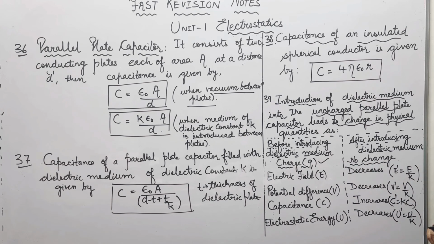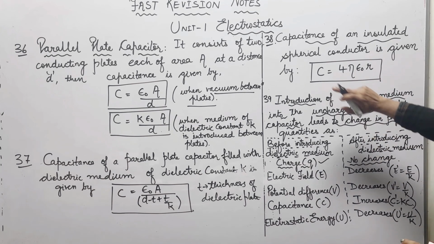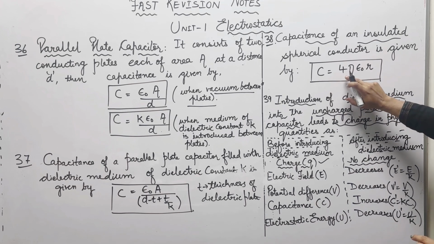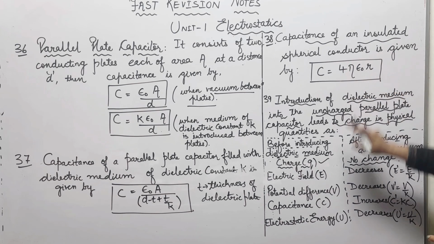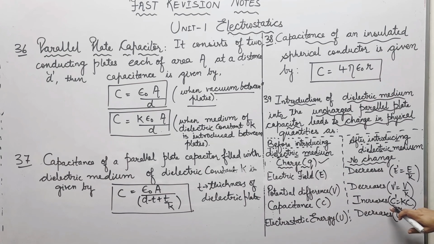Or you can understand it this way: if in the formula this K comes in the denominator, then the quantity is going to decrease. If it is coming in the numerator, it is going to increase. For example, in capacitance, epsilon naught is in the numerator. So when we replace it by the dielectric medium, it will become K epsilon naught, and it is going to increase. So capacitance increases, as the new capacitance will be K times the original capacitance.